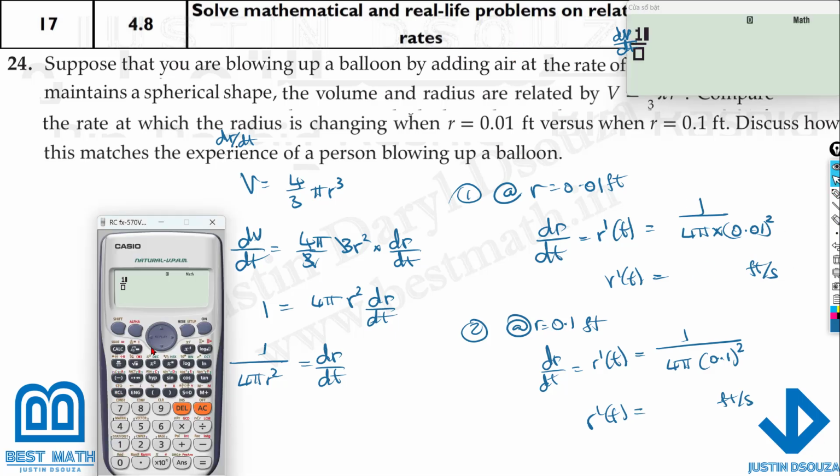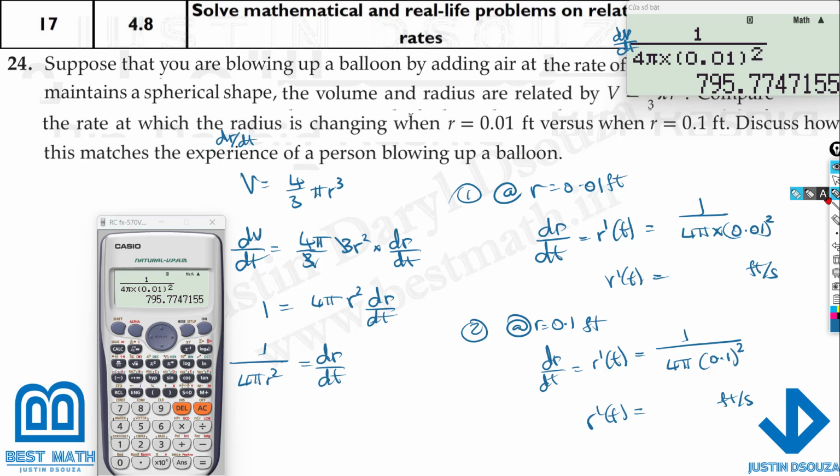Here we have 1 divided by 4 pi, using shift and the pi symbol here, into 0. I'll just use the brackets, 0.01, close the bracket and then square it up. Here you can see it's 795.77. The rate of change is very high, you can say. It's a huge value, isn't it? So here it's 795.77 feet per second. What about the next case? Only remove the 0, and it's 7.95 or 7.96 feet per second.